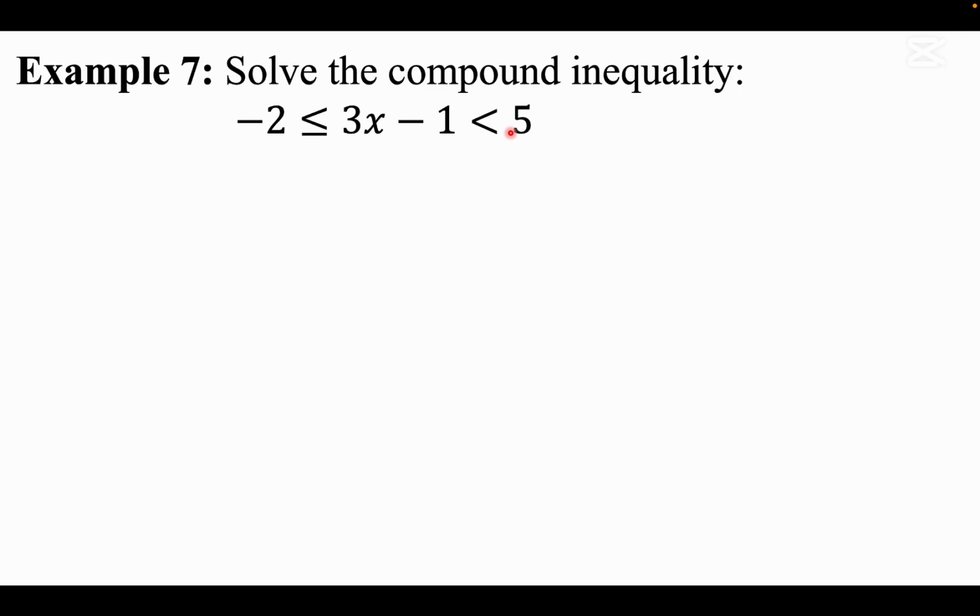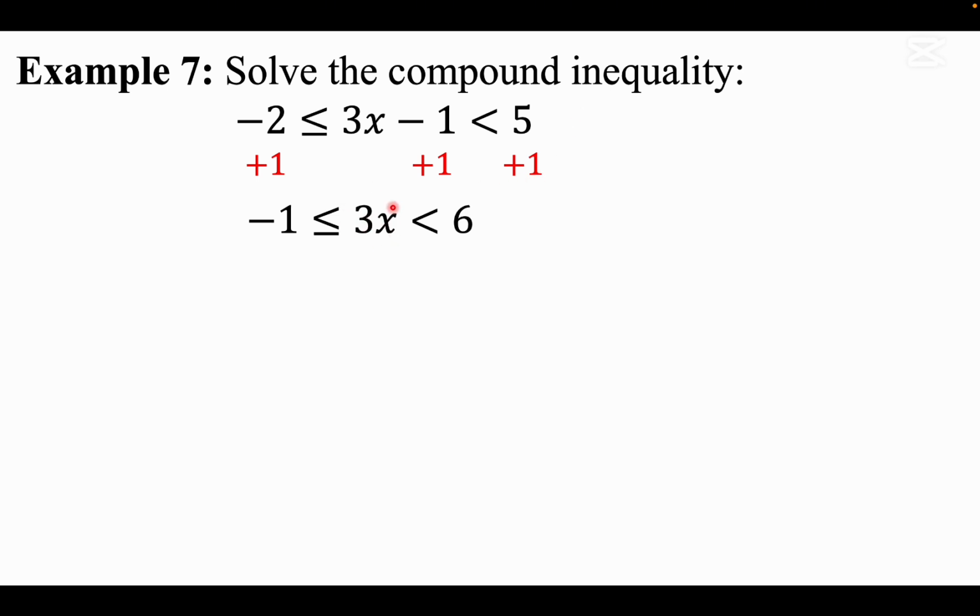Example 7, we have a compound inequality. In this case, the variable x is in the middle. So when you're solving for x, it needs to stay in the middle. You cannot move this term over to the left or to the right. First thing is first, let's move the constant -1 on all the sides by adding 1. -2 plus 1, that's -1, less than or equal to 3x, less than 6.